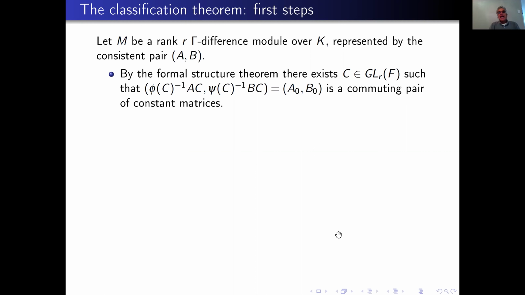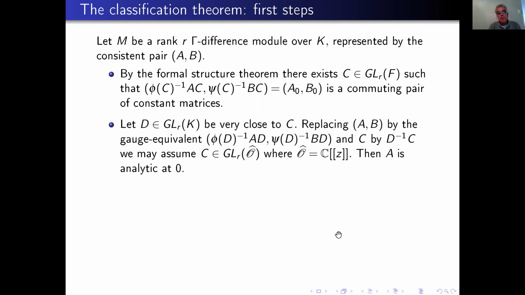Okay, good. So let M be now in general a rank r gamma difference module over this field of elliptic functions over all the lattices lambda. And let's represent it in some basis by a consistent pair A and B, that, remember, is always only uniquely defined up to a gauge equivalence by some global matrix C. So by the formal structure theorem that I quoted before, we can perform such a gauge equivalence, but with a C that is a matrix in GL_r(F), not of GL_r(K), and bring A and B down to a pair of commuting constant matrices.